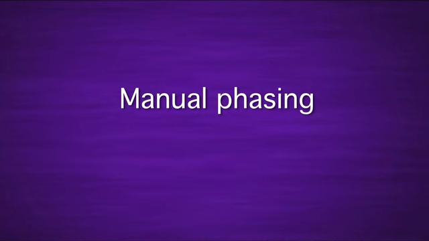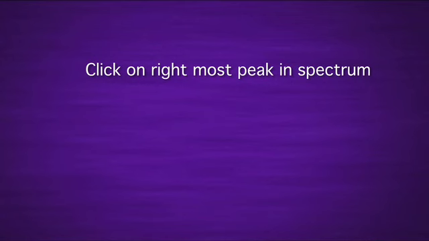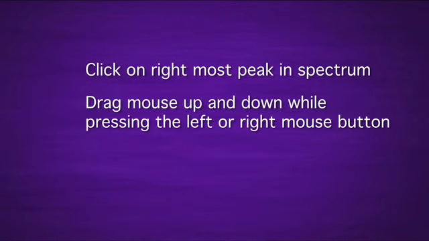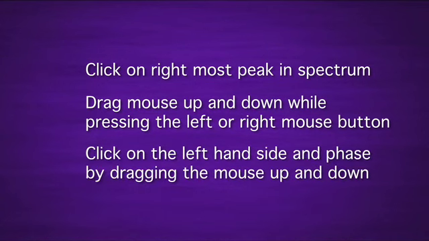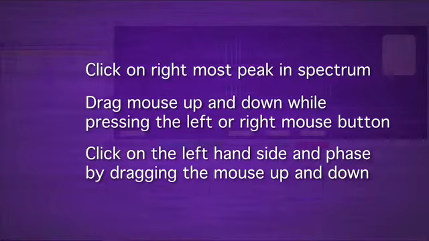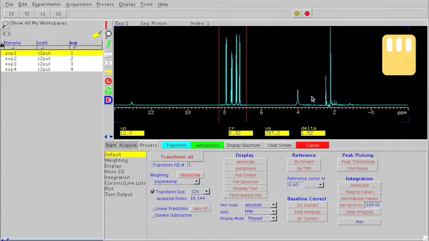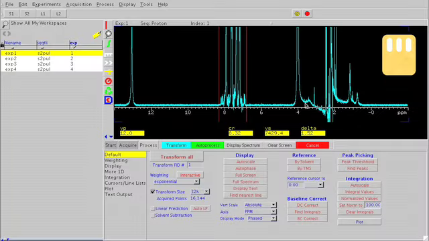Manual phasing. Click on the phase icon to move the display into phase mode. The first step in manual phasing is to click on the rightmost peak in the spectrum. Drag the mouse up and down while holding down the left or right mouse button to adjust the phase. Phase only the right-hand side, ignoring the left-hand side. Click on the left-hand side and again drag the mouse up and down with the left or right mouse button held down. We'll go through the steps now.